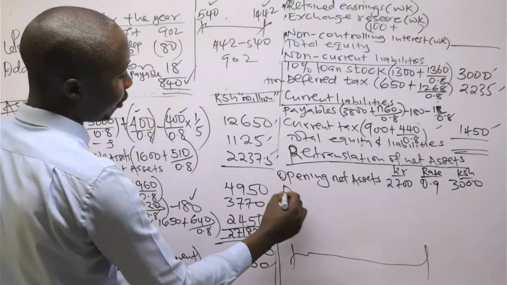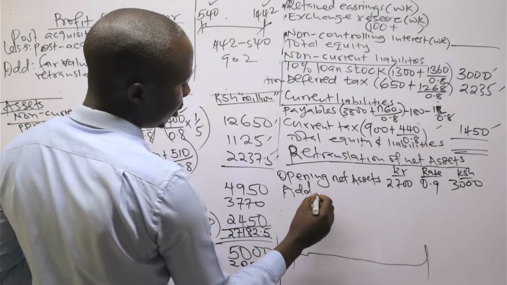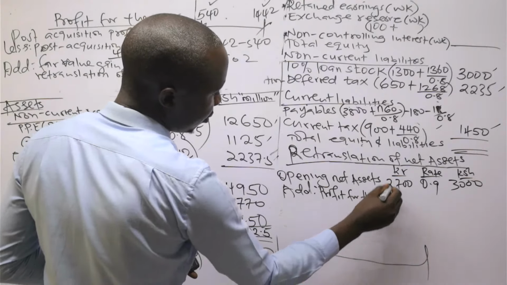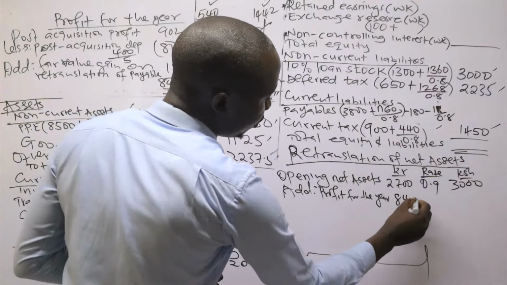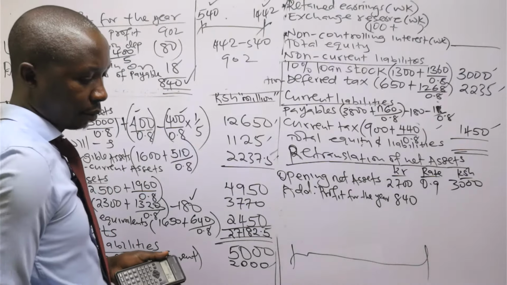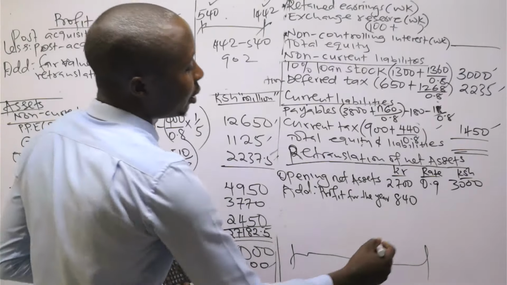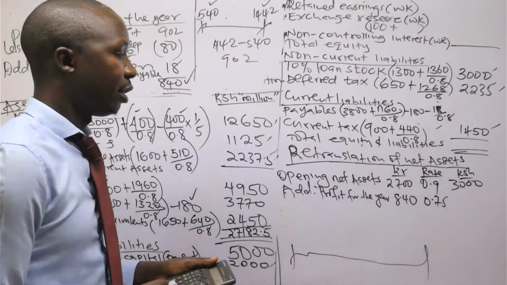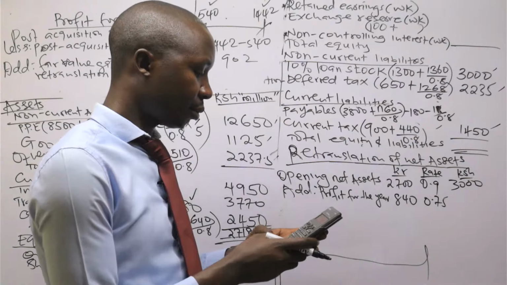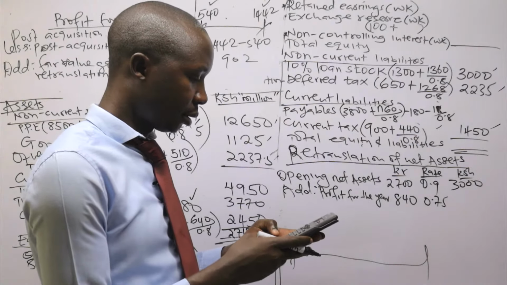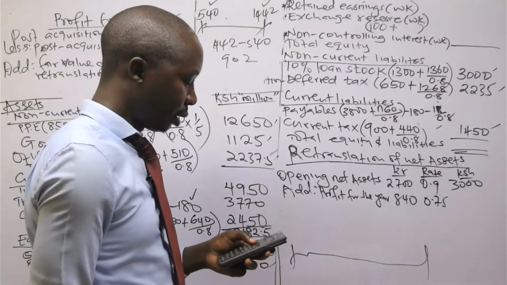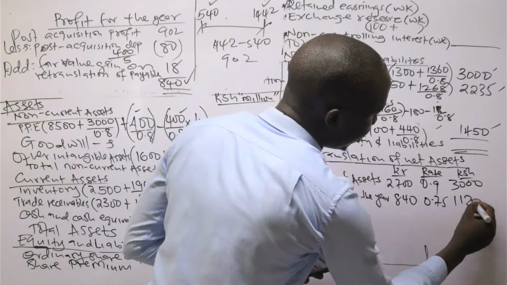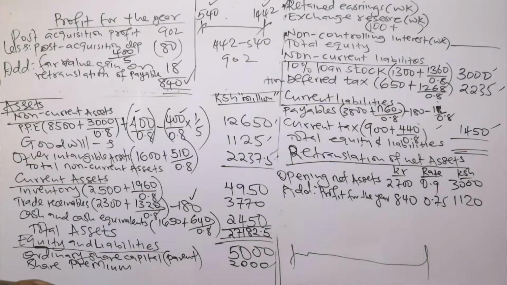So you need to add here the profit for the year, which is 840. You have to translate it. Remember that this is an income statement item, translated at the average rate of 0.75, which is given there. If you translate this by dividing, you get 1120.